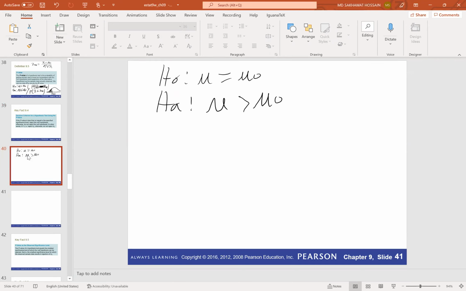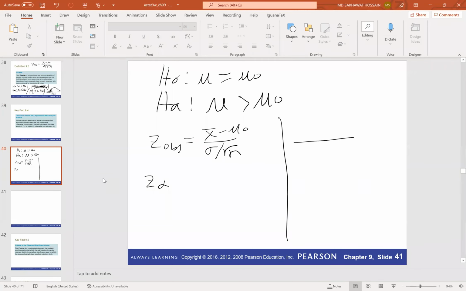Okay, so let's consider a right tail test. Our test statistic is z observed, which is x bar minus mu 0 over sigma over square root of n. Since this is a right tail test, our critical value is z alpha. Let's draw the normal curve. z alpha will be on the right side, right? So this is our z alpha.